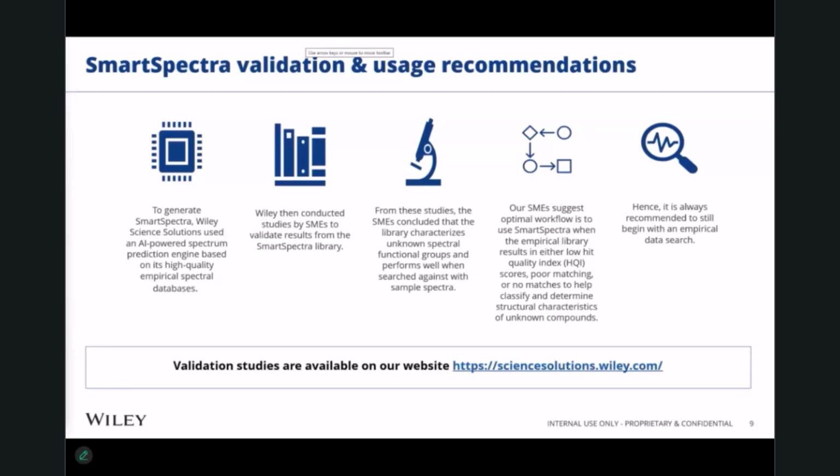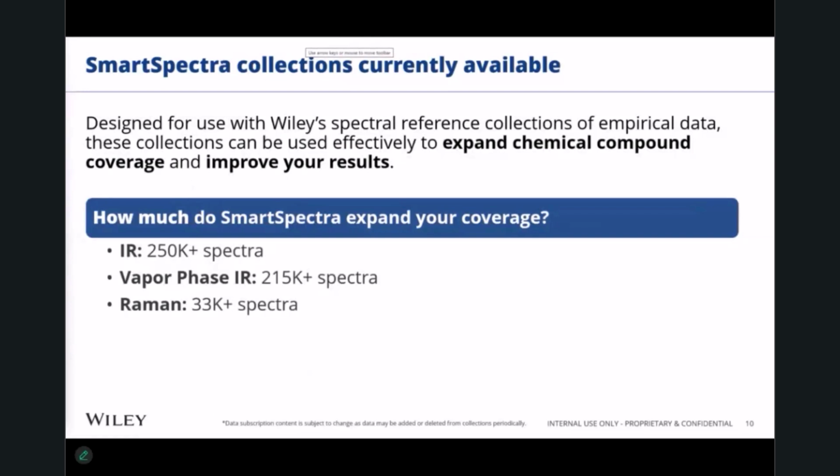This reinforces that empirical data is still and always will be the industry standard, and we will never waver in this statement. So we have a few collections available. For IR, we have over 250,000 spectra. For vapor phase IR, we have over 215,000 spectra. And for Raman, we have 33,000 spectra. There are no replicates in any of these libraries, as in all the compounds in each technique are unique.